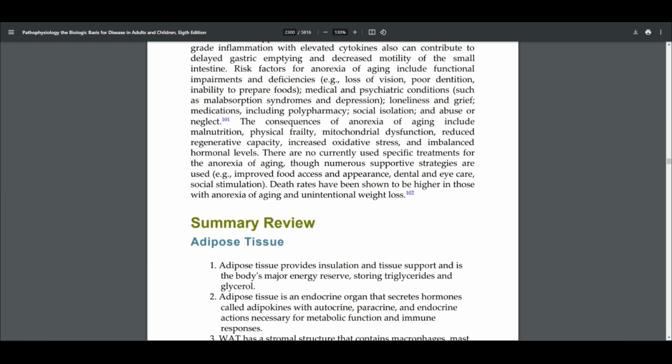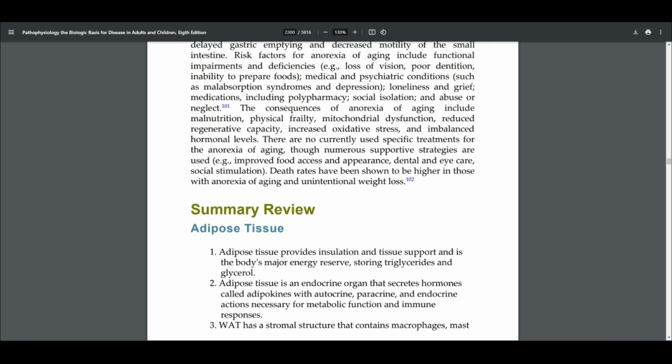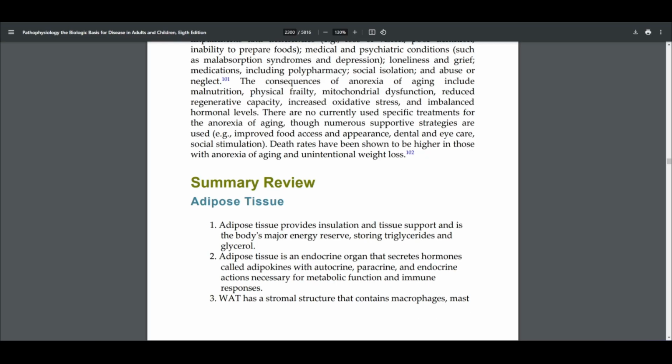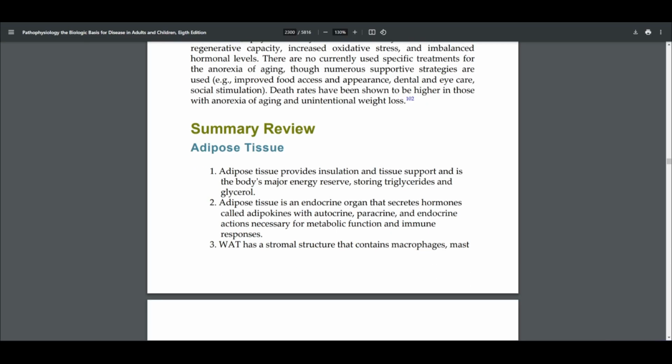The consequences of anorexia of aging include malnutrition, physical frailty, mitochondrial dysfunction, reduced regenerative capacity, increased oxidative stress, and imbalanced hormonal levels. There are no specific treatments currently used for the anorexia of aging, though numerous supportive strategies are used. Death rates have been shown to be higher in those with anorexia of aging and unintentional weight loss.